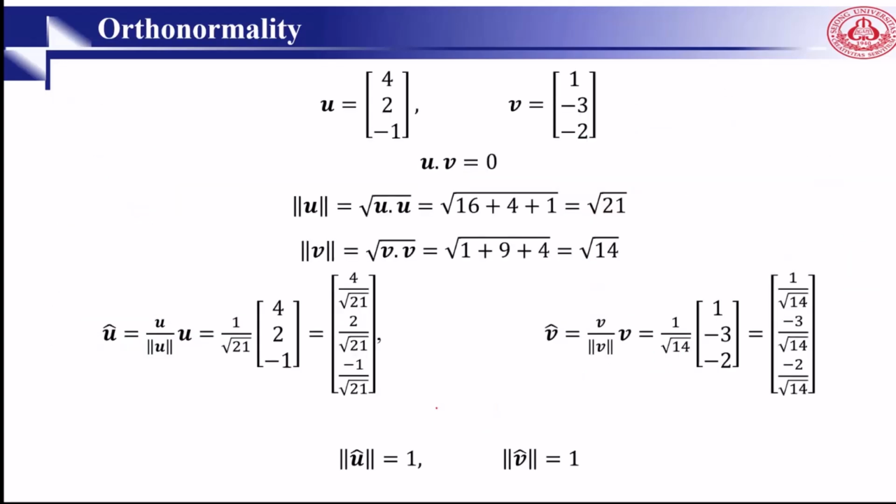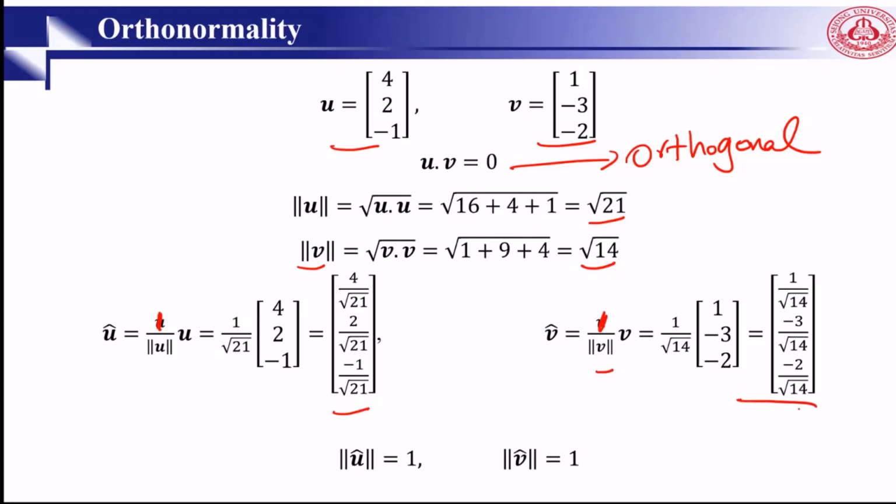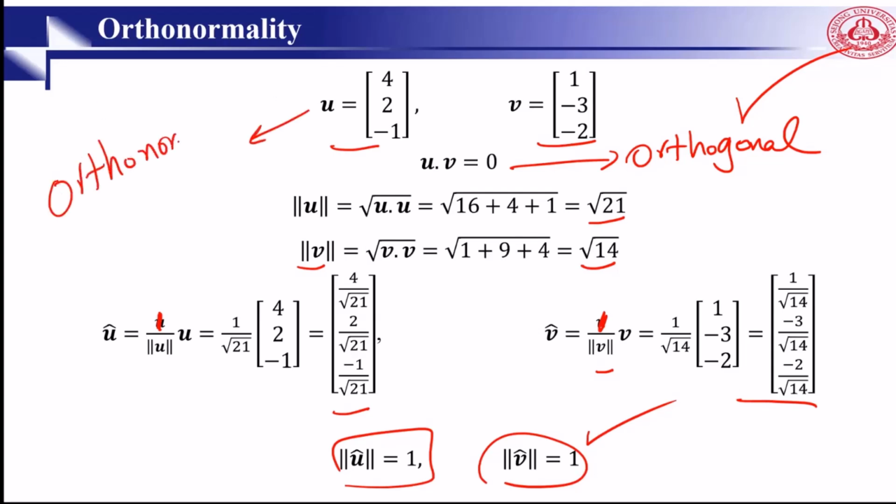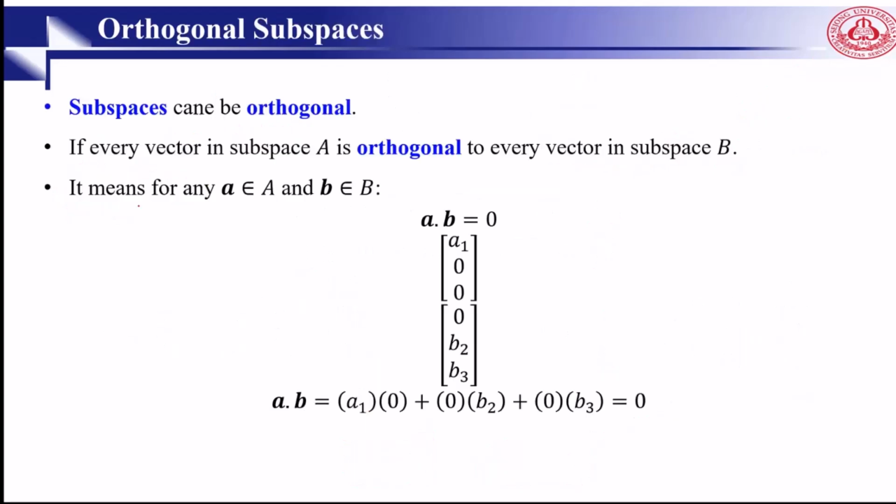So here is one example. We have vector u and vector v. So u dot v is equal to 0. It means these two are orthogonal. Then we go for the norm. Norm of u is equal to square root of 21. Norm of v is equal to square root of 14. Then we go for the equation. This should be 1. This should be 1. So u divided by norm of u is this one, and v divided by norm of v is this one. If you get the length of these two, it's equal to 1. So the first condition is okay. The second condition is okay. Then we say these two are orthonormal vectors.